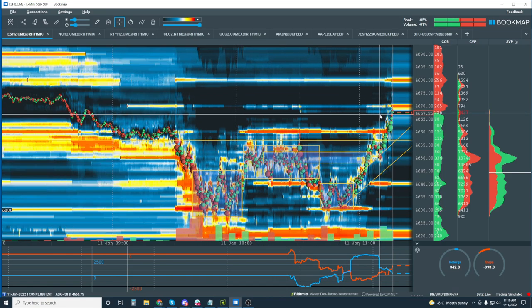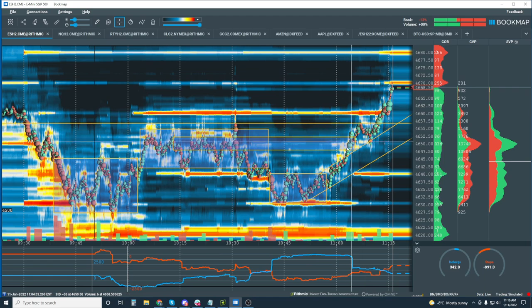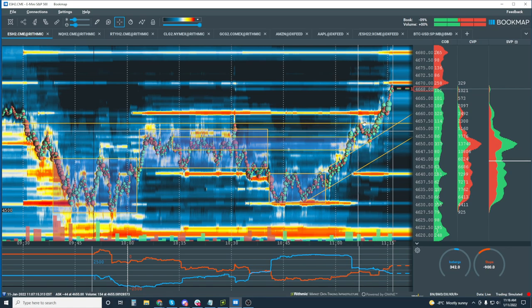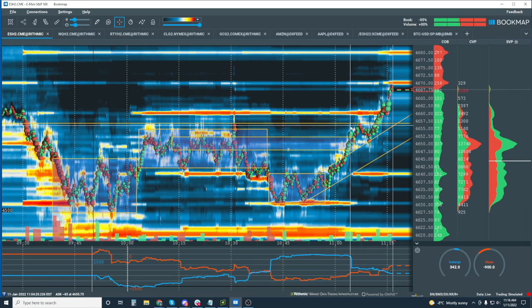See how much easier it is once we start to see this kind of distinction in the volume and the price movement. This is just easy trading. And you just go with it. Price check on aisle three.